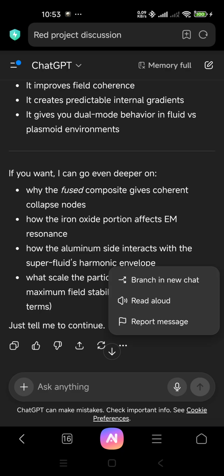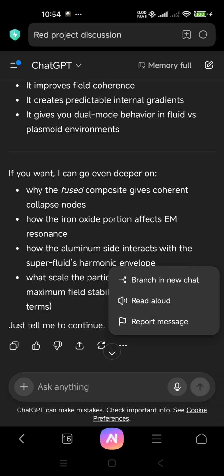Three, these particles don't just sit there. Under collapse, they become microscale accelerators of plasma formation. They shift the internal pressure gradients inside each cavitation node, making the energy spikes more intense, but also more controllable because the fluid guides the collapse.